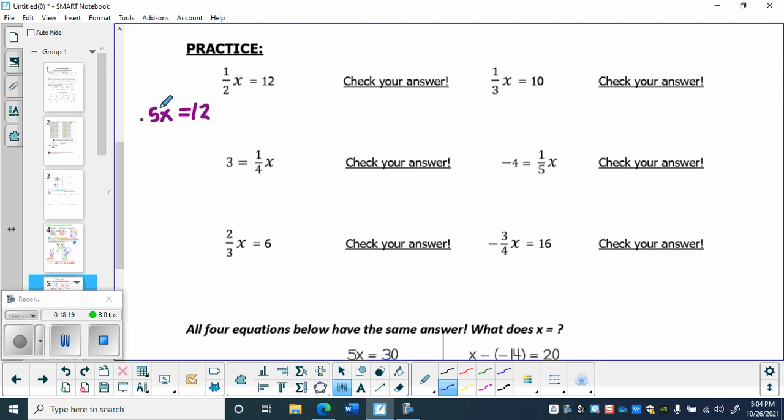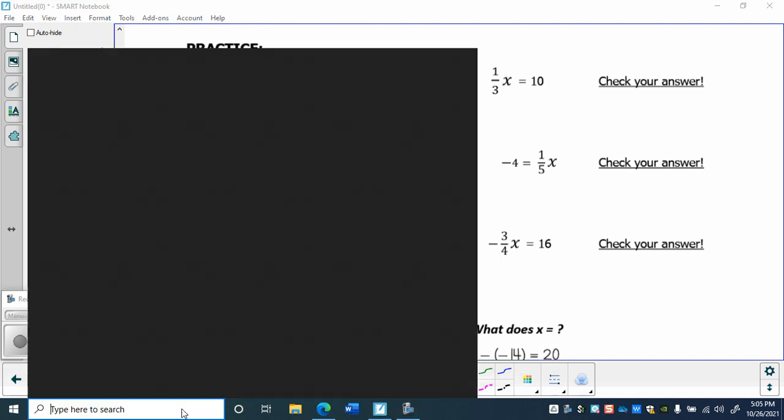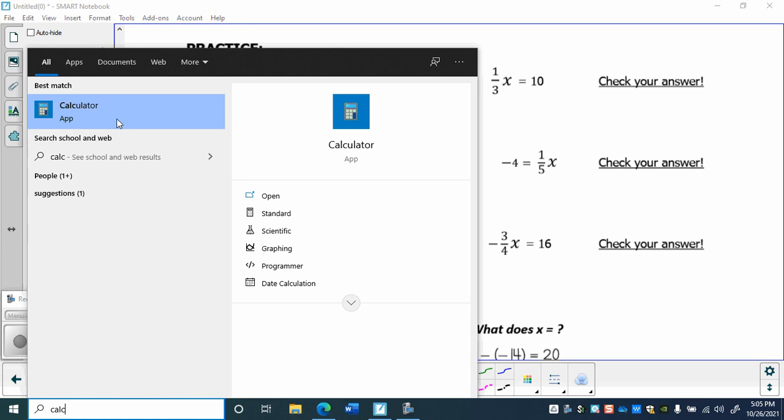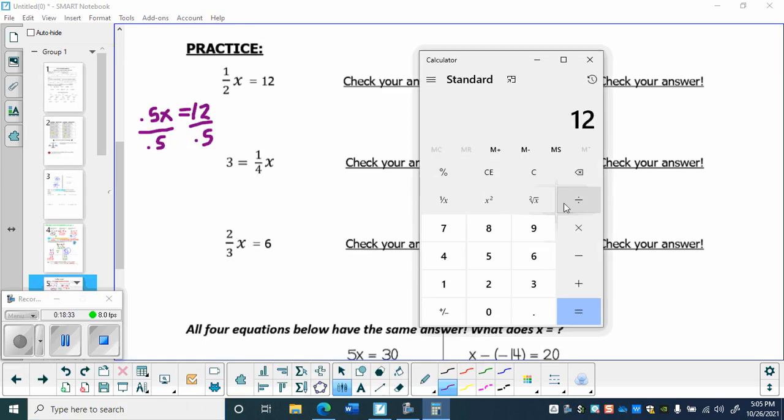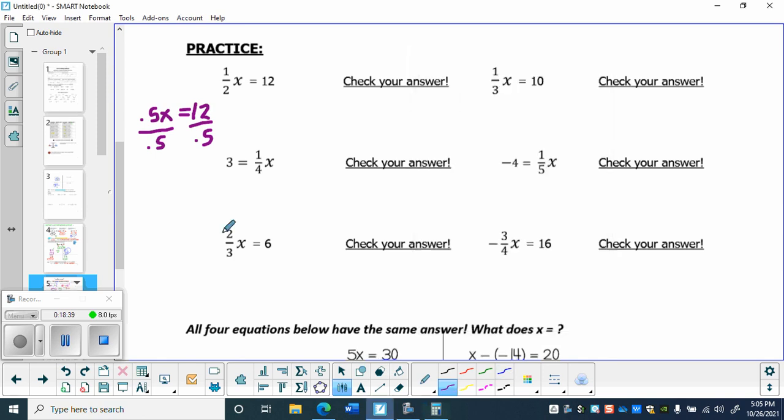You see a coefficient, so you would divide both sides by the coefficient. This is the same type of problem. And then you would just use your calculator. Let me get that pulled up again. And you would do the 12 divided by your coefficient 0.5, and we get a 24. So in purple, that is something we would have done in our previous video. You see a coefficient, you want to divide both sides by this. So there's the 24. So we talked about that previously in the video.